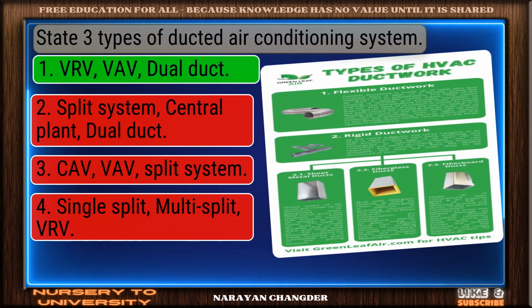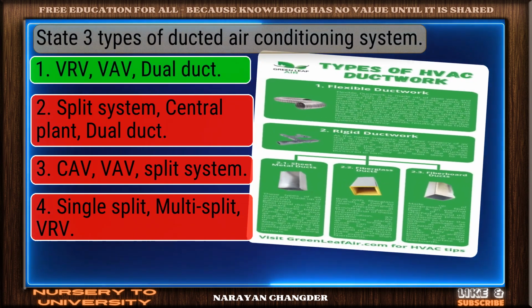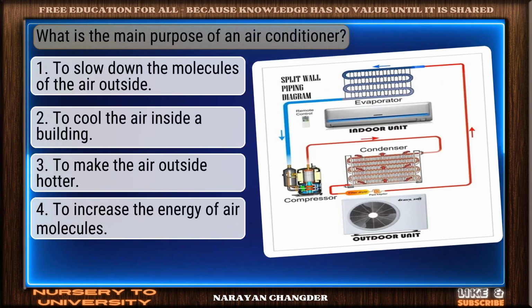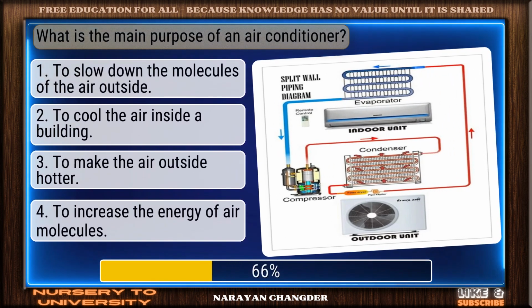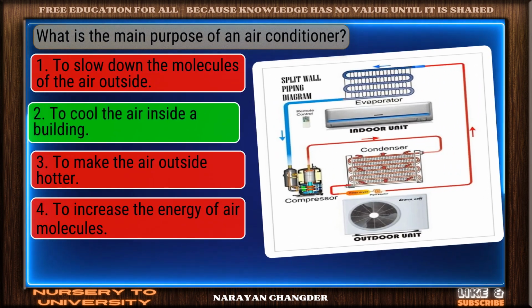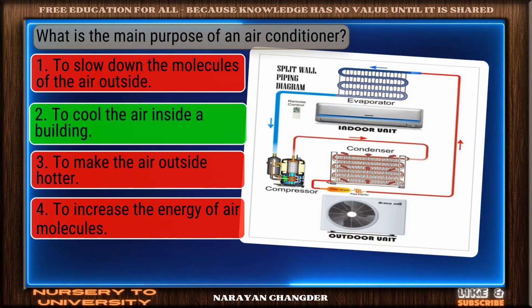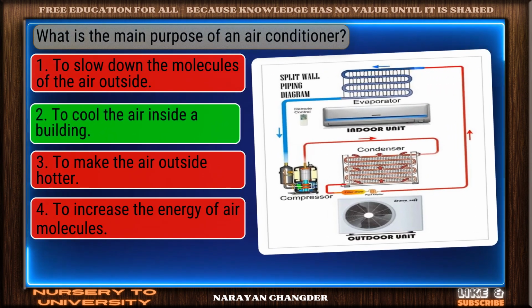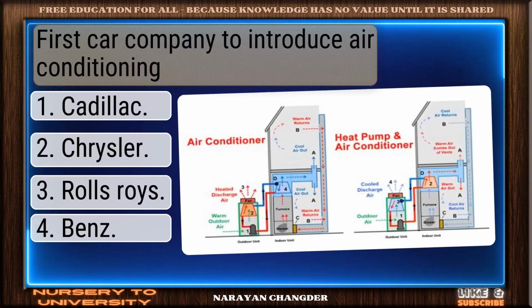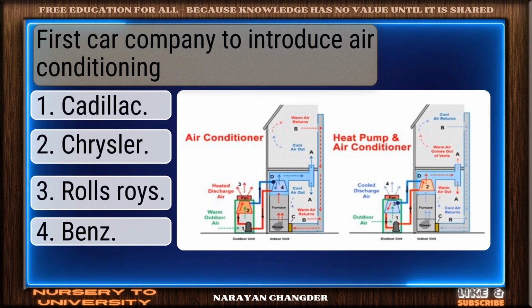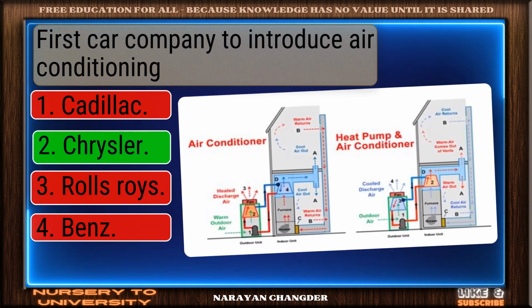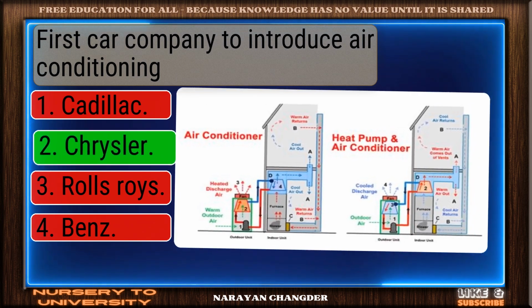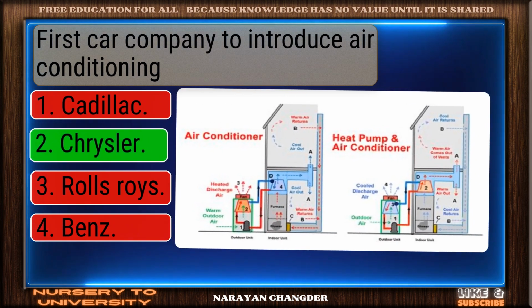You chose VAV dual duct, and it is correct. What is the main purpose of an air conditioner? Strong choice. To cool the air inside a building is the right answer. First car company to introduce air conditioning. Nice work. You chose Chrysler, and it is correct.